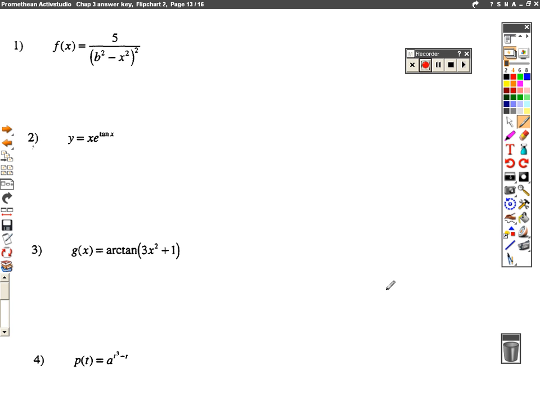All right, derivatives review number 1. If you read the directions at the top, you can see that a, b, and k are constants. So every time we take the derivative, we're going to treat them just like they were a number. Okay, so for number 1, we want to find f prime of x.